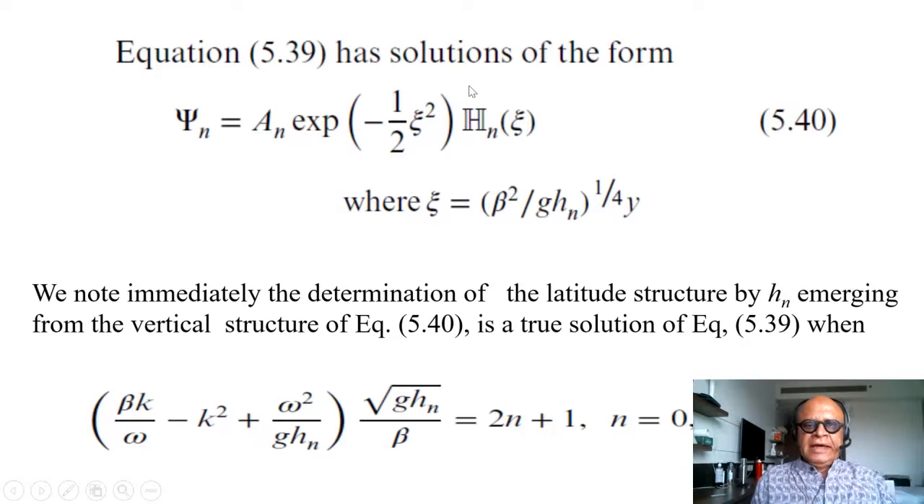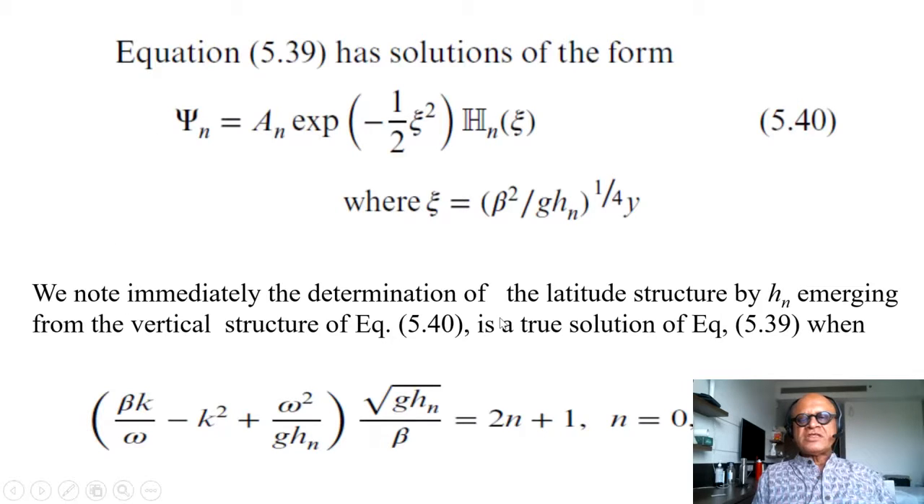So the equation has solutions of the form psi n equals an exponential of minus 1 over 2 psi squared times Hn psi, where psi equals beta squared over GHn to the 1/4 of y. So this is the meridional structure we are talking about. This is the Hermite polynomial. If you don't know what that is, you can look it up. But this is a series of solutions that add up to the structure function we are seeking.